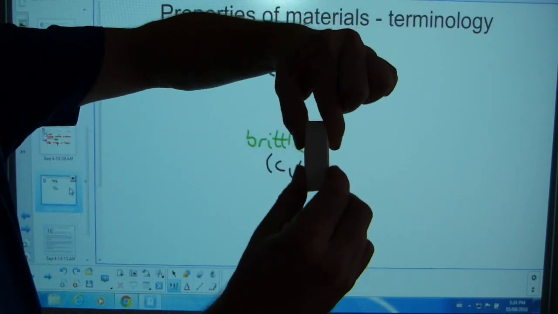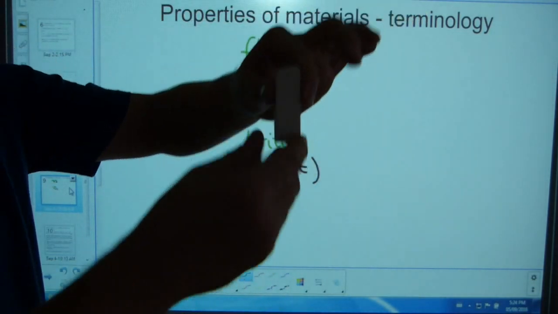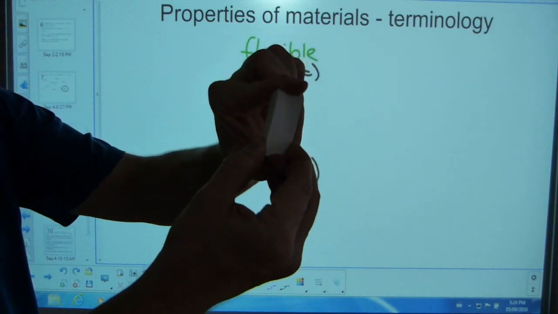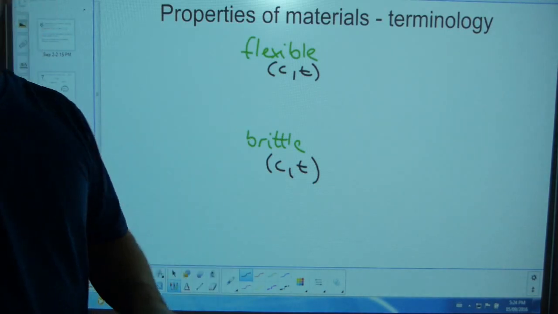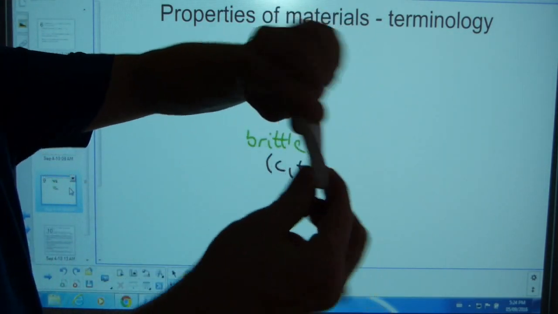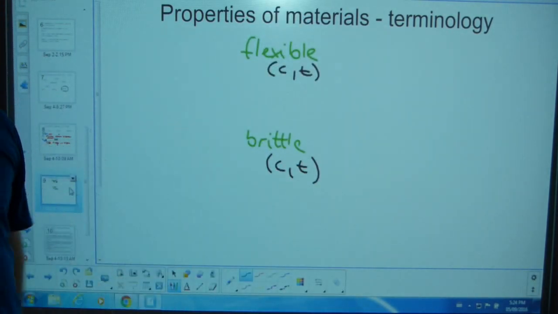So here is a block of eraser. This can elongate in tension. This can shorten in compression. There it's kind of buckling a little bit, but you get it. The definition of flexible is a material is able to bend, stretch, or twist much. Definition for brittle, it doesn't do those. It doesn't do much of it.